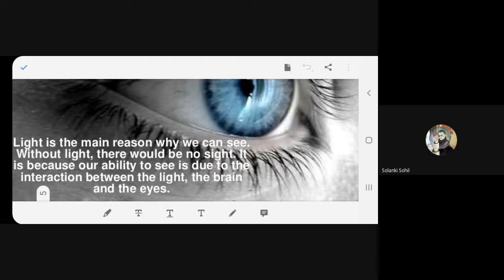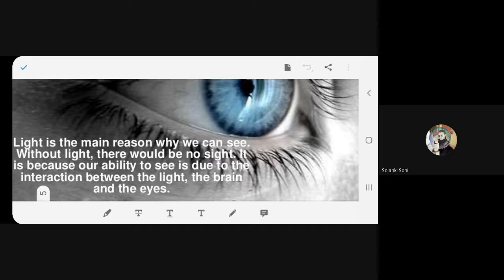Light is the main reason why we can see. Without light, there would be no sight. It is because our ability to see is due to the interaction between the light, the brain and the eyes. Light is the main reason why we can see, due to light only.